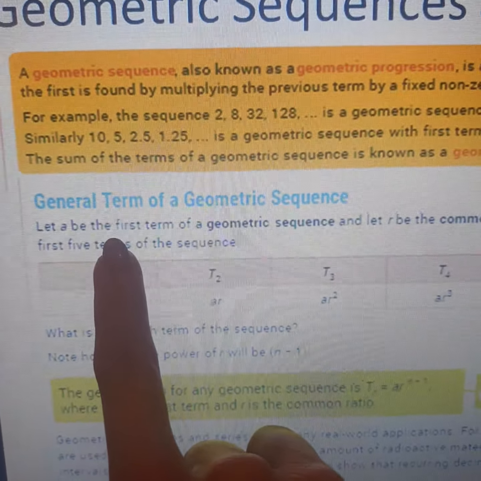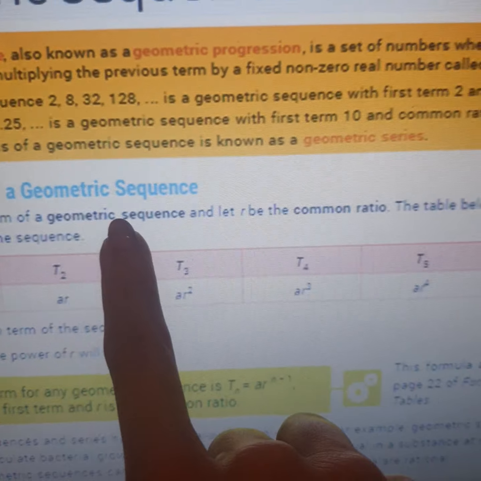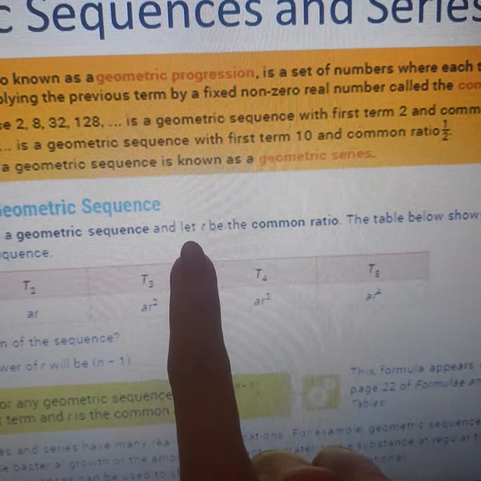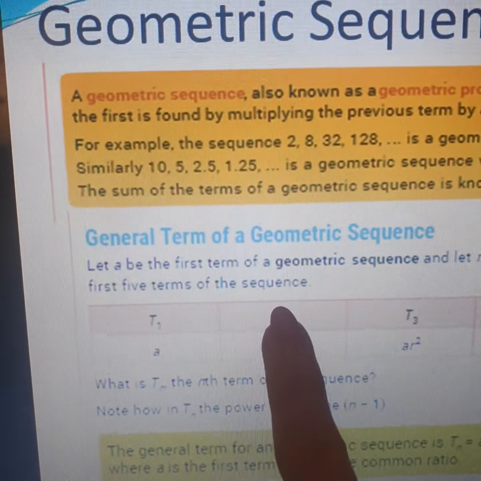So let A be the first term. A is always the first term; we always call that the first term of any sequence. And we're going to let R now be the common ratio. So it's not a common difference, it's a common ratio.